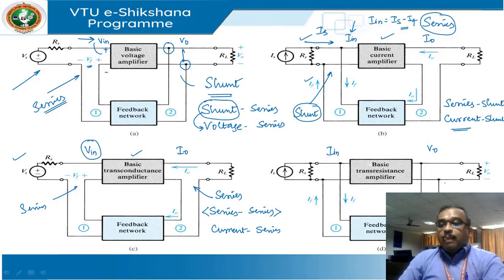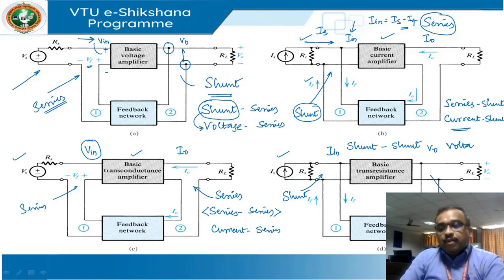Okay. So if I want to sample the output, you know what I have to do? It's in shunt. If I want to feed it back to the input, again, as the current value is there, remember, you can see the source has now been converted to a current source. So you should have a shunt tapping. So both are shunt. So we can call this as what? Shunt feedback. Or shunt is as good as what? A voltage. Or it is also called voltage shunt.